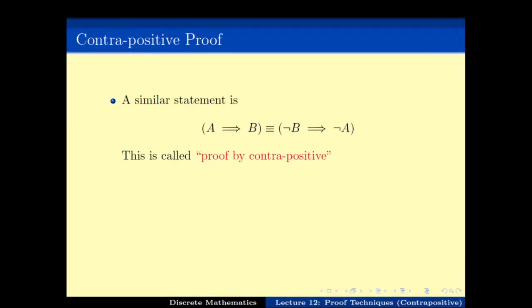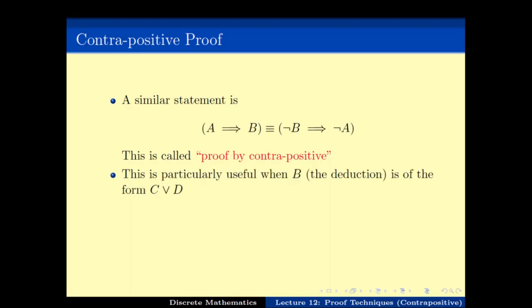Now, here is the contrapositive statement. A implies B is the same as not B implies not A. It's particularly useful when the deduction, namely B, is of the form C or D. So in other words, A implies C or D. How do you solve that?